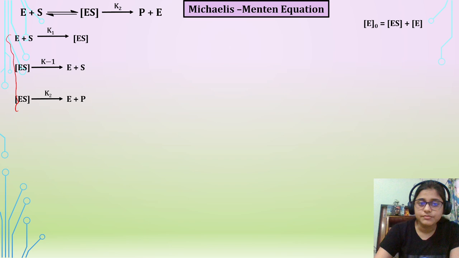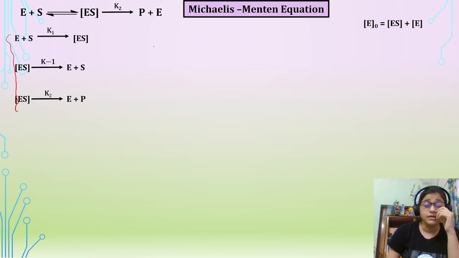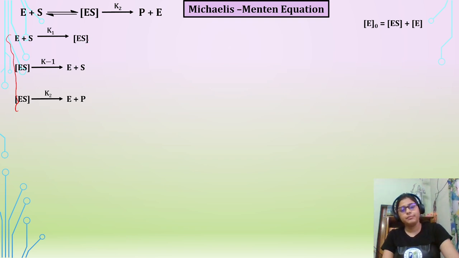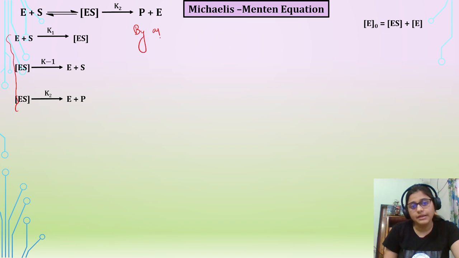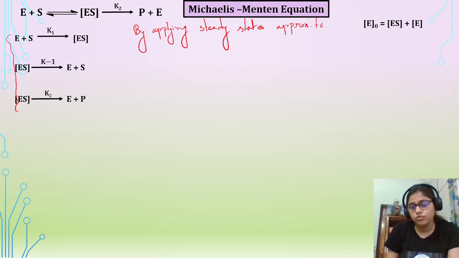Now what can we do? ES is the intermediate. It is not very stable, so we could not isolate it. It is forming and breaking. So we apply the steady state approximation to ES.